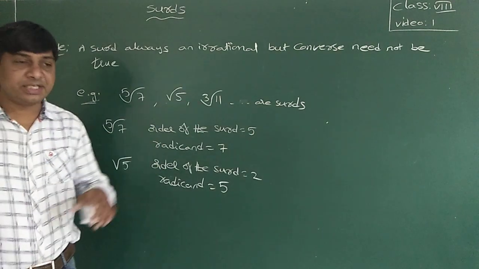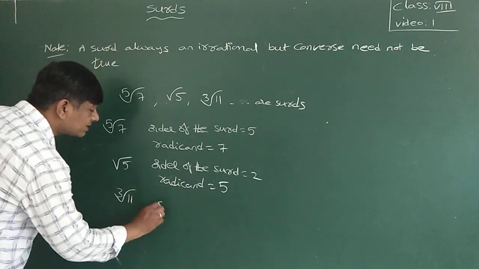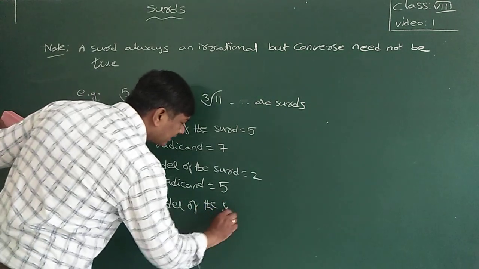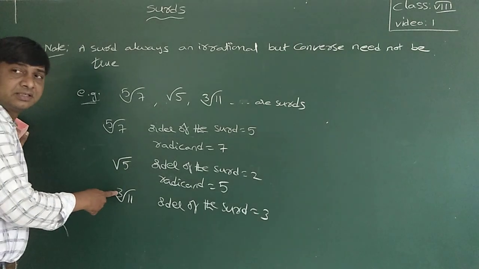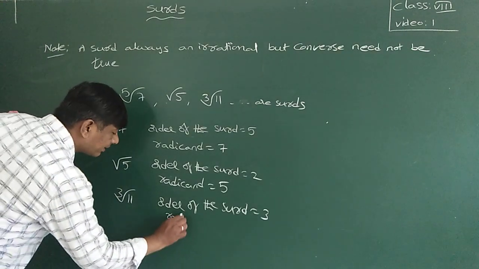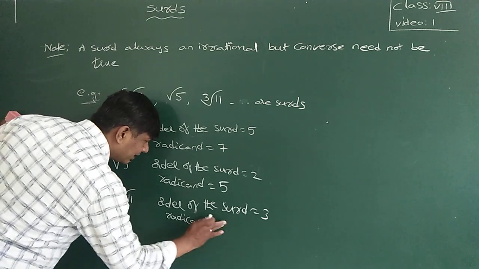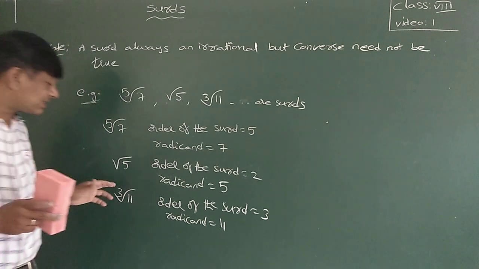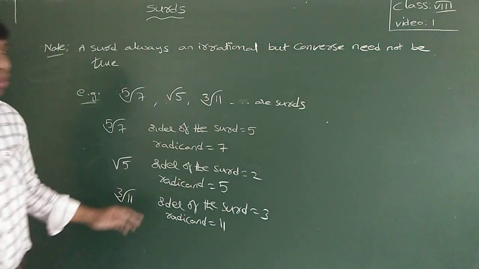In the third example, the cube root of 11. What is the order of this word? The order is equal to 3. Here the 3 is the order. The radicand is 11, and the radical sign is the cube root.